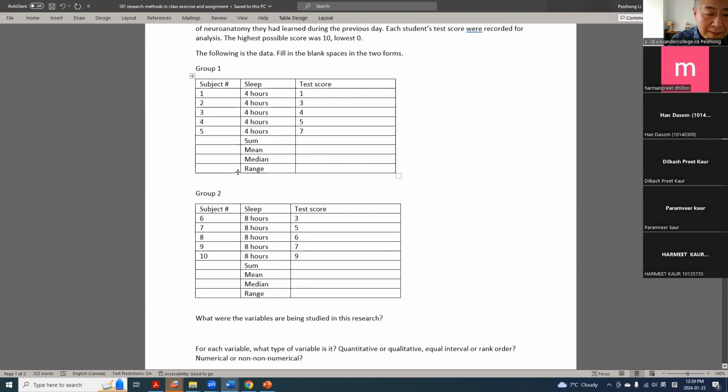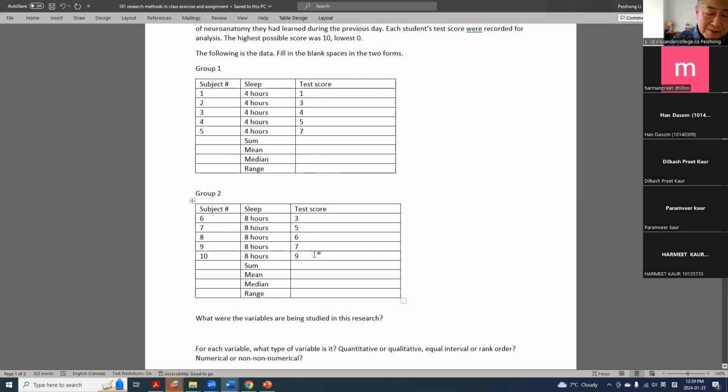And that's group 1. Group 2, you have 5 subjects, and they all sleep for 8 hours, normal sleep. And then look at these scores. Some of them got a low score: 3, 5, 6, 7, 9, different scores.